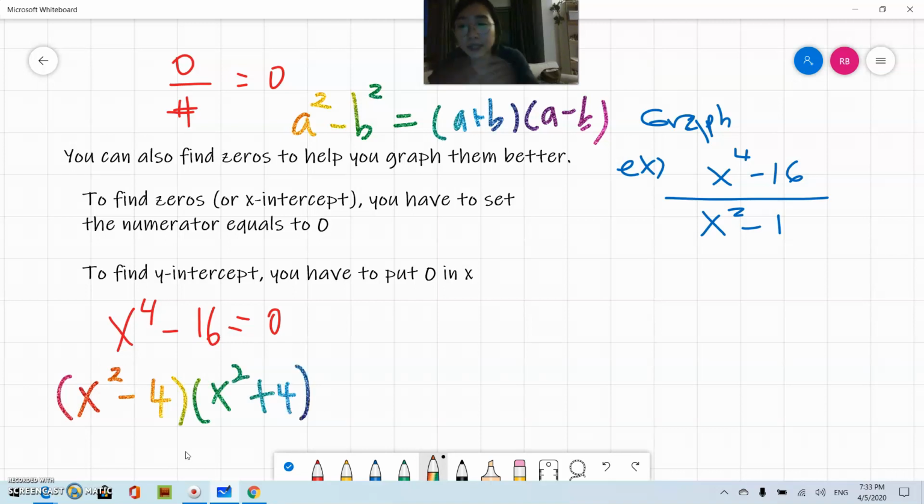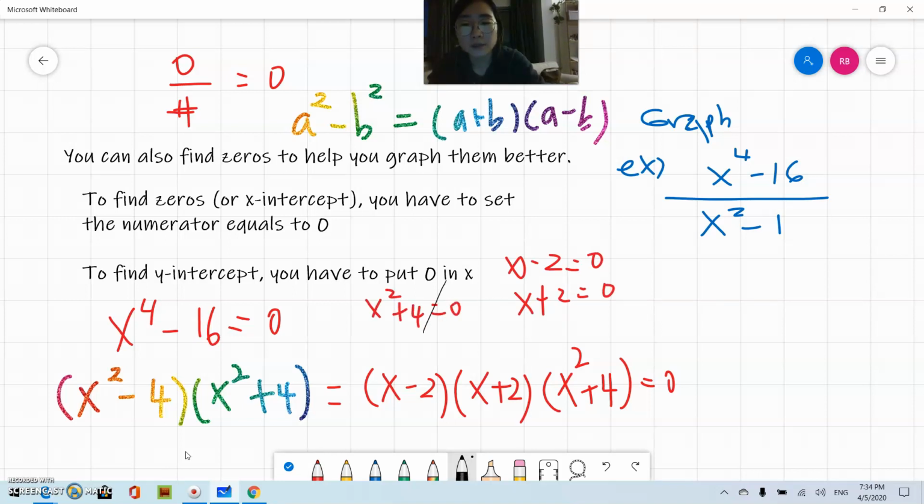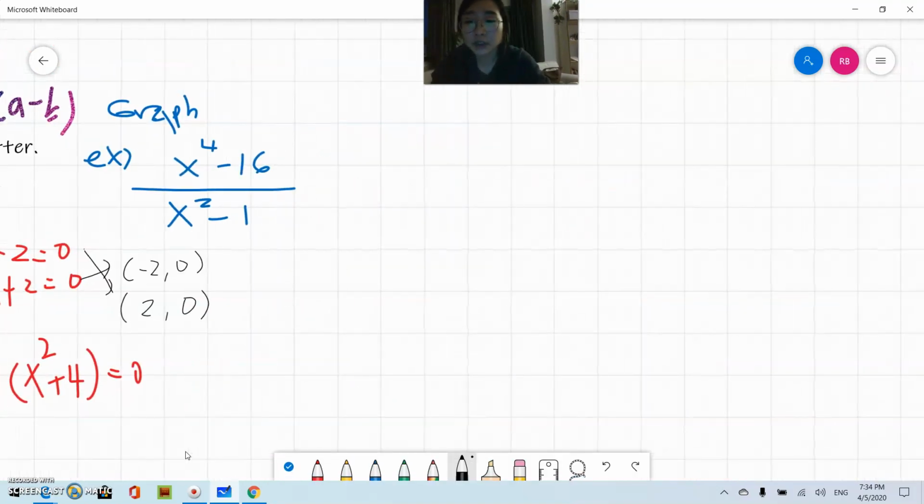Okay? But x squared minus 4 is still something that I can change to x minus 2 times x plus 2, and this has to equal 0. So that means x minus 2 is equal to 0, x plus 2 is equal to 0, and x squared plus 4 is equal to 0, but this is impossible with the real numbers. I'm not going to deal with that. So my zeros are (2, 0) and (negative 2, 0), and they come from here.